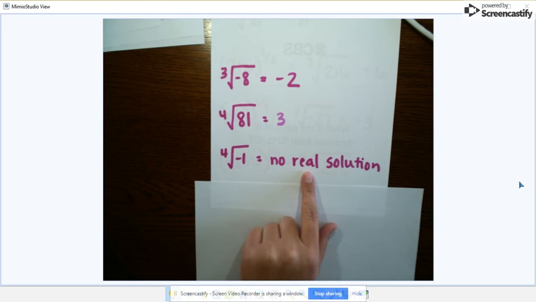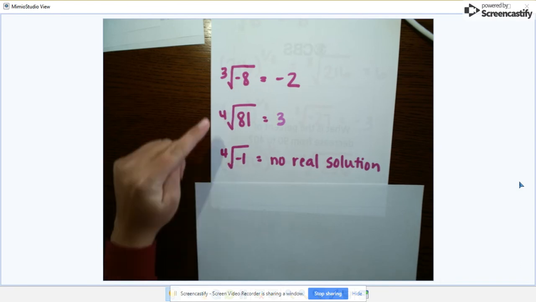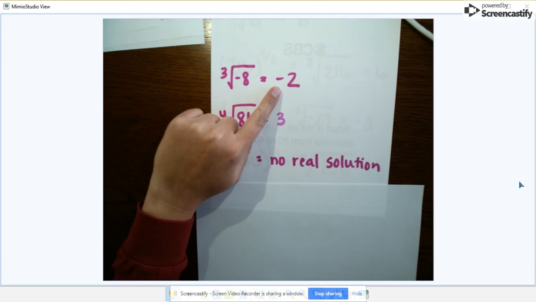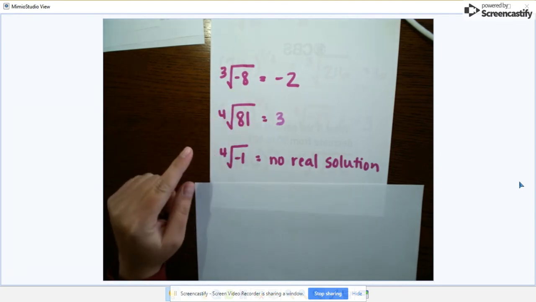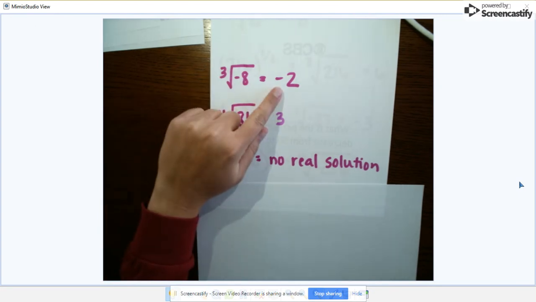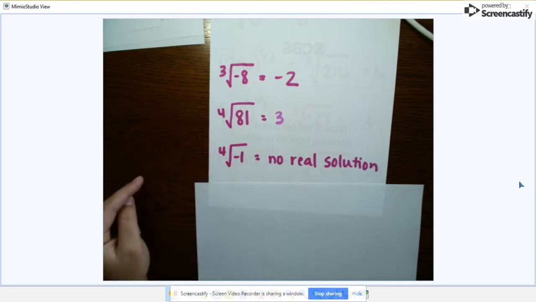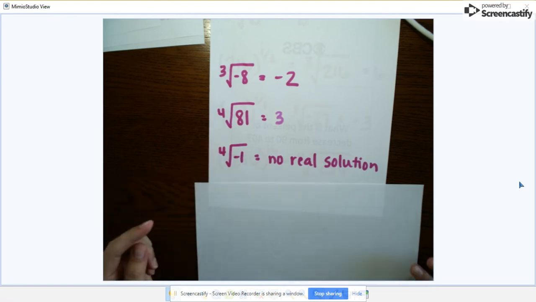So there's been a pattern. When it was square root, we had no real solution to a negative radicand. When it was cube root, we did get a solution, and now we're back to 4th root and we have no real solution. So the pattern, or the little trick, is whenever this little number out here, we call that the index, is odd, you will have a solution. When the index is even, we have no real solution, because this index tells us how many times we multiply. And if you multiply a number times itself an even number of times, you won't get a negative number.